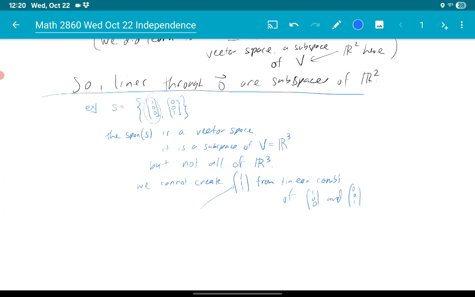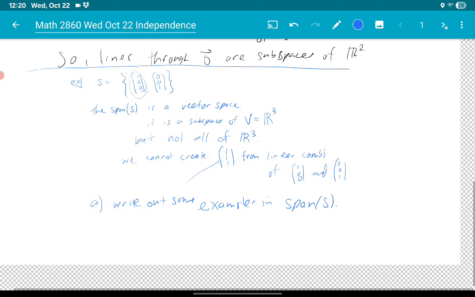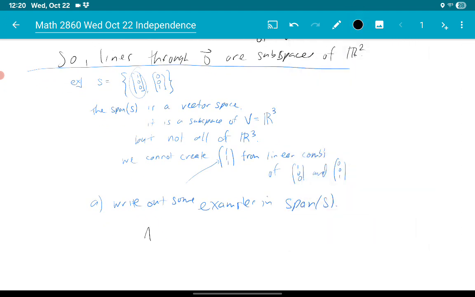Okay, so if I ask the same question, write out some examples in the span of S, then some answers would be things like, I don't know, something like (-3, 0, 4) would be in there, because in general we're looking at K1 times (1, 0, 0) plus K2 times (0, 0, 1). And if K1 is -3 and K2 is 4, I get this vector here.